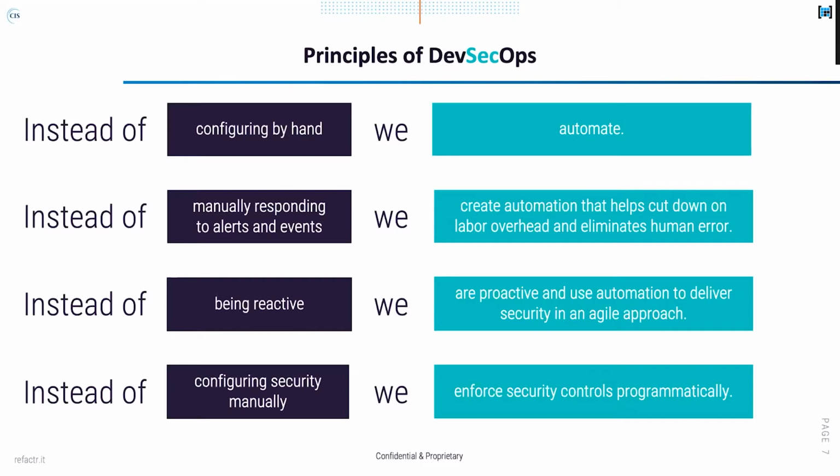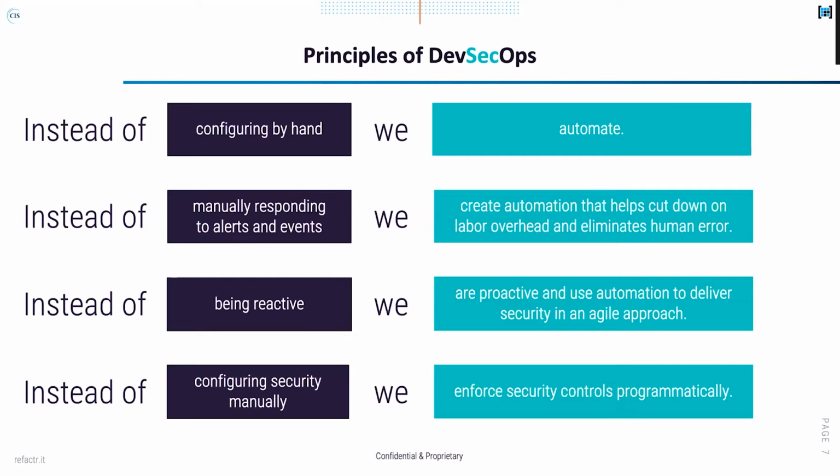The second one is, instead of manually responding to alerts and events, we create automation that helps cut down on 2 really important pieces. One, labor overhead. And with the current cybersecurity, DevOps engineer, fill in the blank when it comes to certain types of people that are in high demand and low supply. Some numbers that keep getting thrown out there, in cybersecurity it's 3 million, 3.5 million, 4 million. So it's not just about cutting down on labor overhead, it's also about being able to do more with your existing talent.